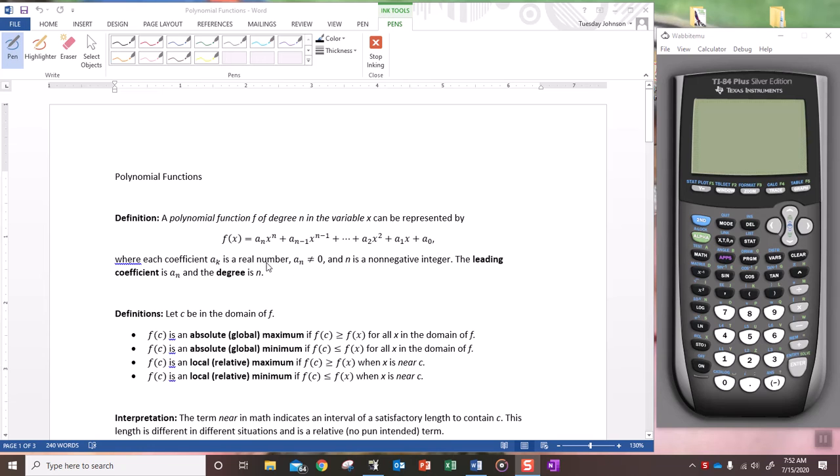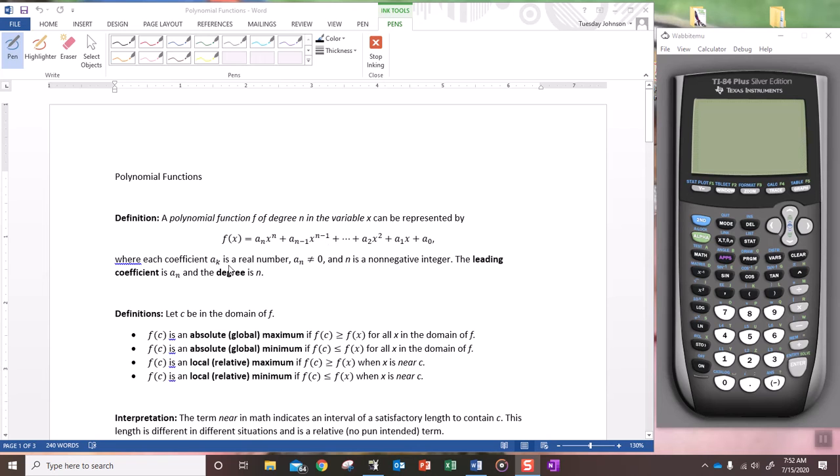Now, don't get all sorts of confused. This a sub n is just, instead of calling it a, b, and c for a quadratic, with a polynomial we have no idea what the degree is going to be. So we just go a generic coefficient, a sub n minus 1. It's just the coefficient that goes with x to the power of n minus 1.